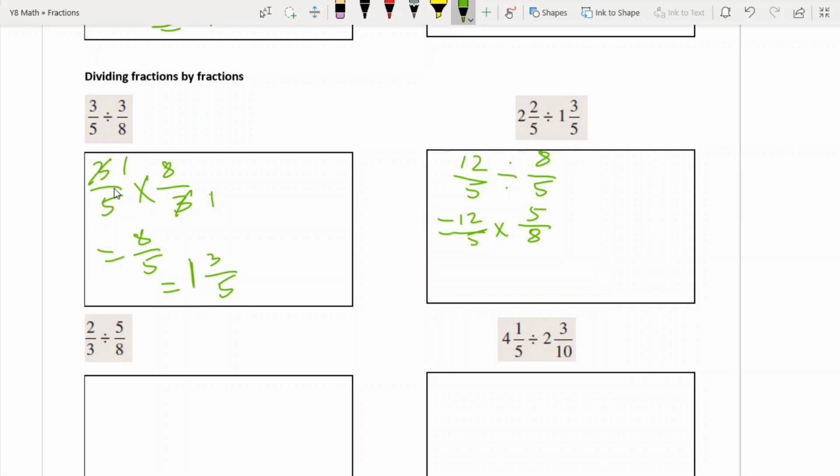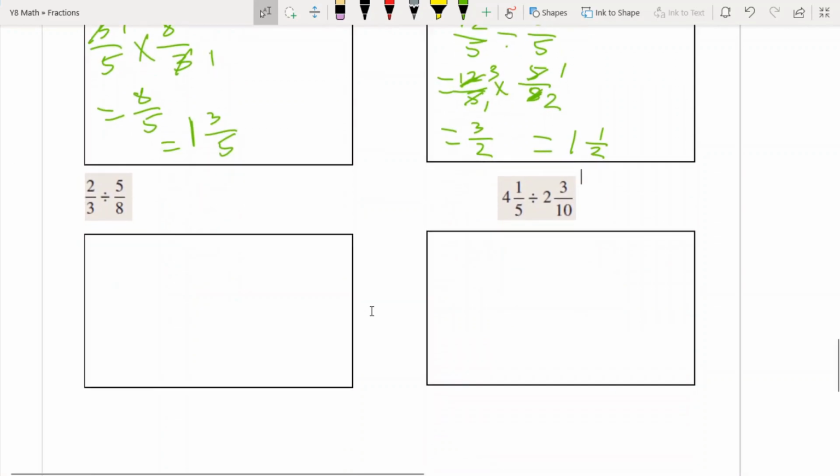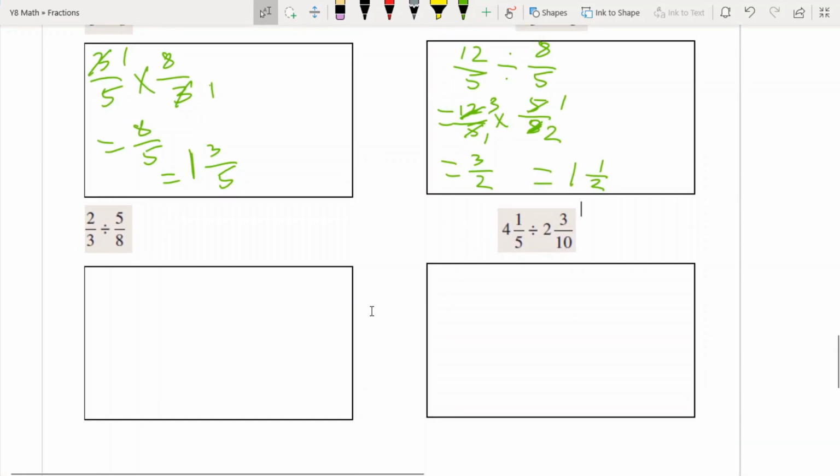5 over 8, we can cancel the 5's, they're both divisible by 5. And this one, they're both divisible by 4. So that 8 divided by 4 is 2, 12 divided by 4 is 3. So now we have final answer of 3 over 2, and we can write that as a mixed number, which becomes 1.5. Alright, so once again, just pause the video here and try work through these last two questions yourself.